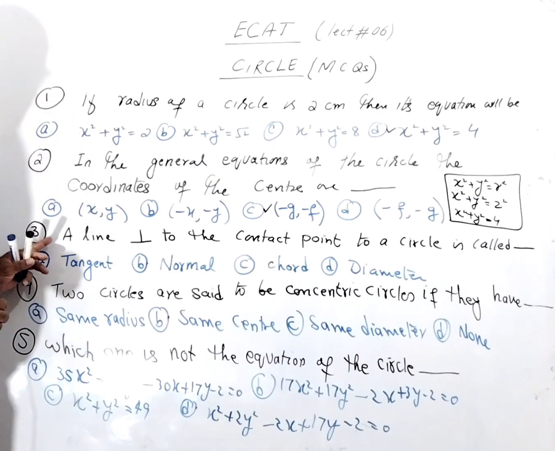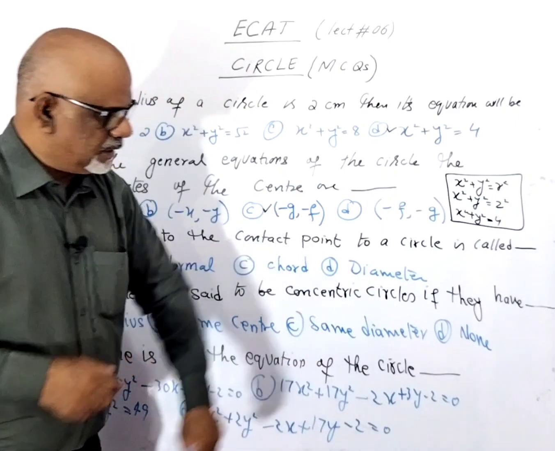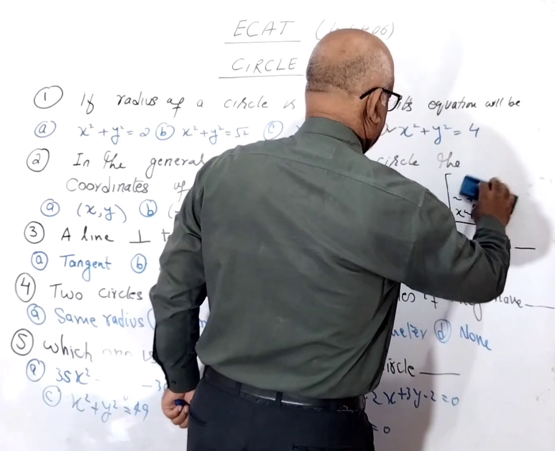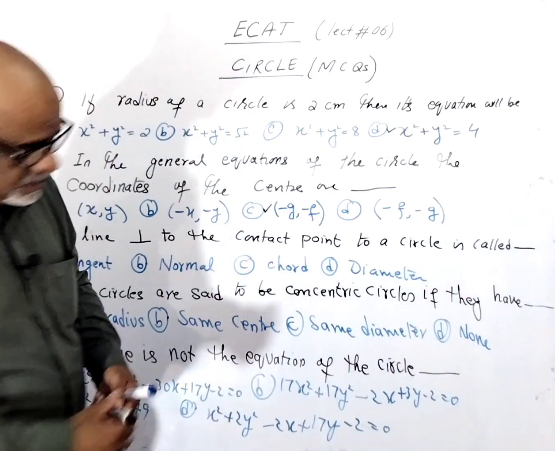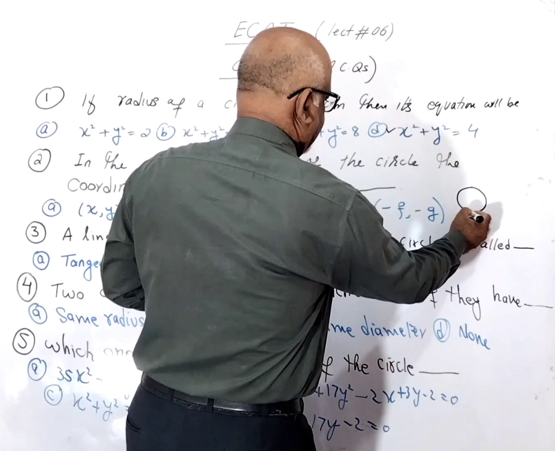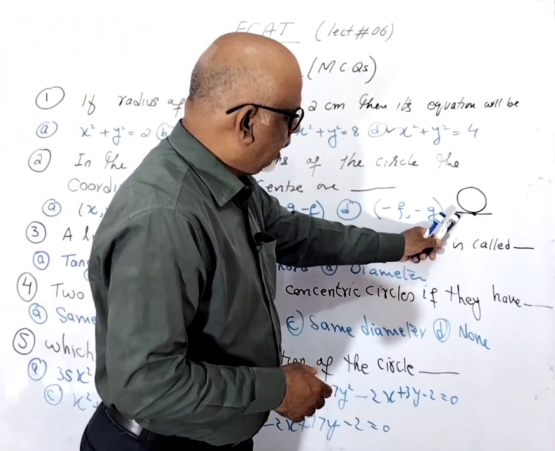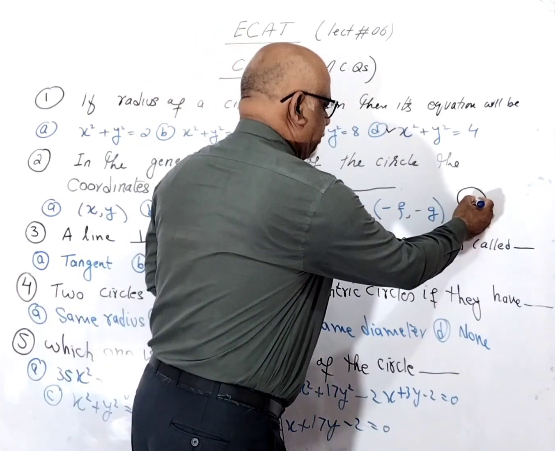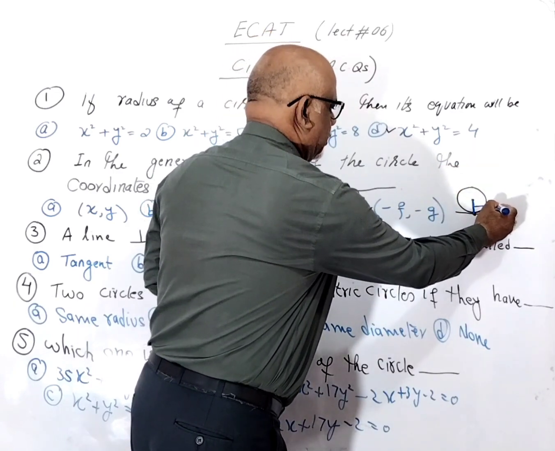Now come to the third MCQ. A line perpendicular to the contact point of a circle is called. So here we have a circle. This is the point of contact, that means a tangential point, a point at which a line touches the circle at one point. A line which is perpendicular at the point of contact, this line, is called normal.